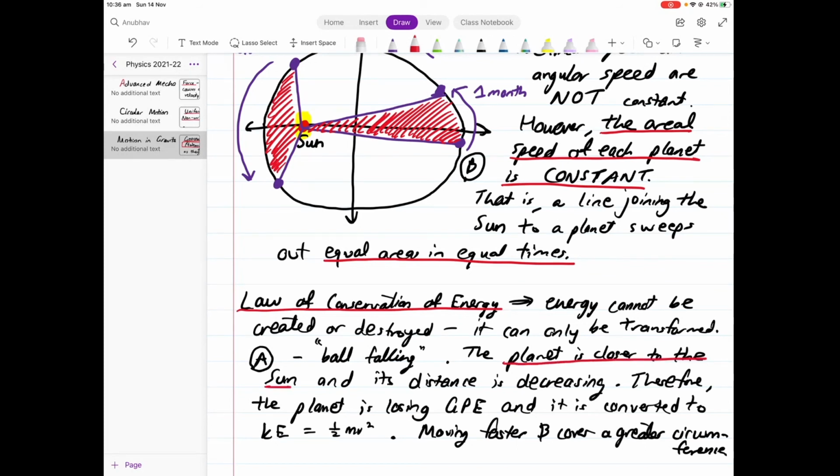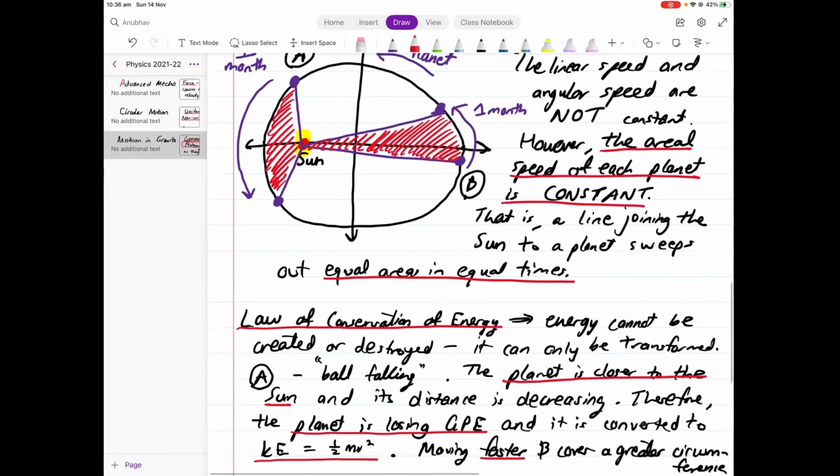It's decreasing. The planet is losing GPE, and it's being converted to kinetic energy. So it's moving faster. So you've covered a huge amount of that circumference in the same 1 month as you did at B.